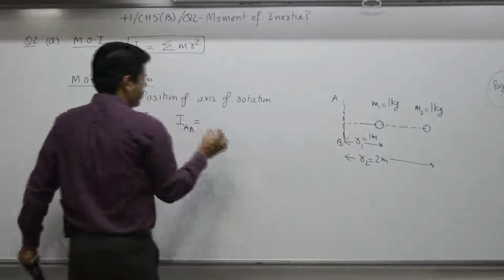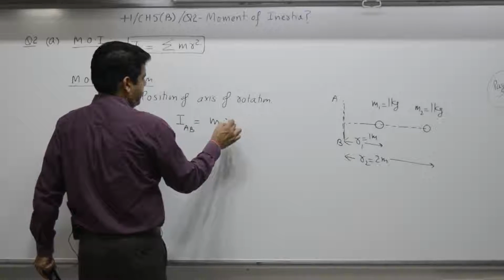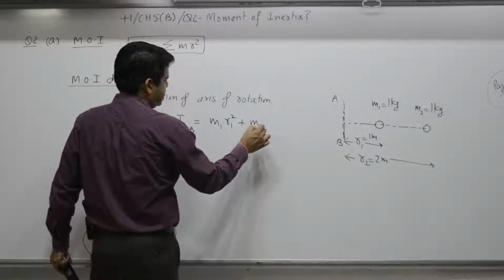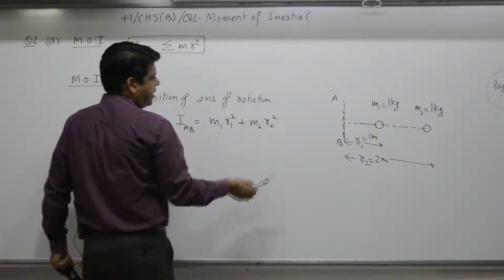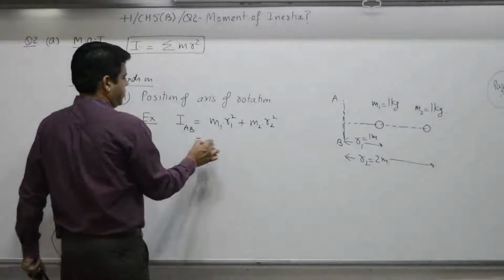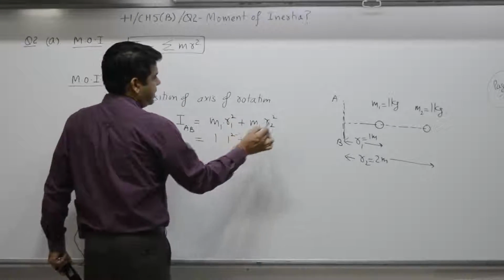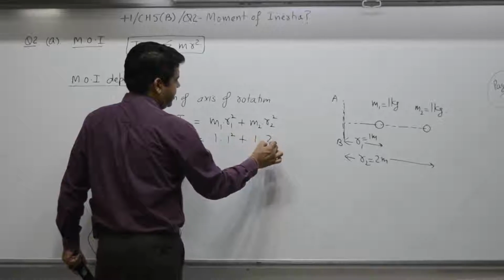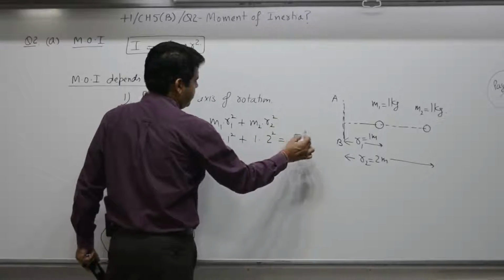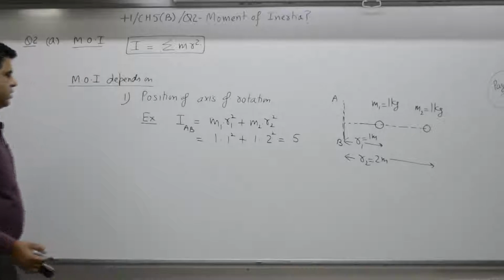M1 R1 square plus M2 R2 square. M1 is 1 kg, R1 is 1, so 1 square, plus M2 is 1 kg, R2 is 2, so 2 square. Total comes out at 5. This is case 1.